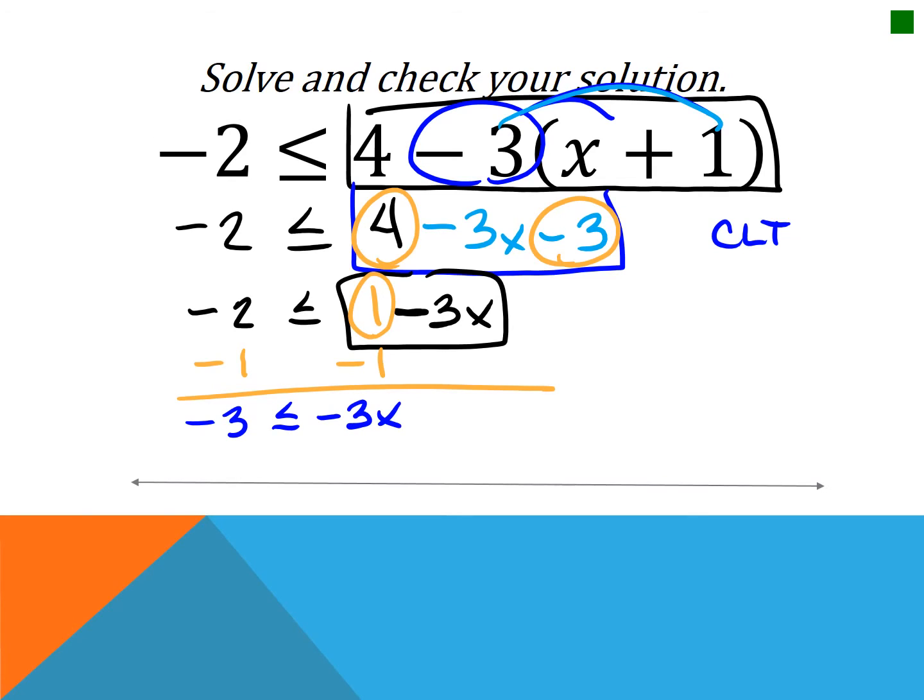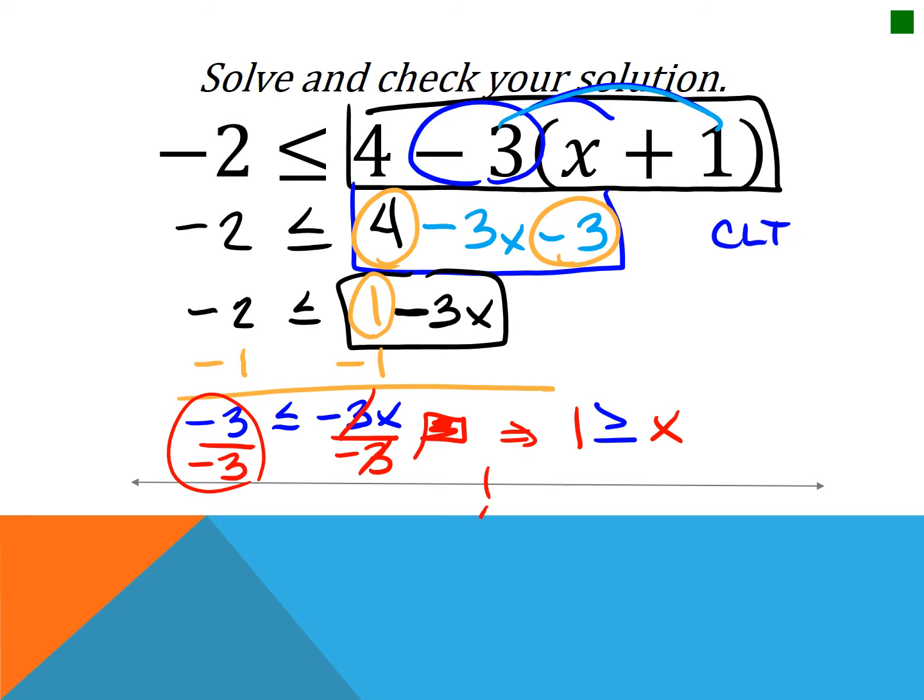I'm done with addition or subtraction, so I'm going to divide by negative 3. This is where I decide. Am I going to flip? You betcha. So negative 3 divided by negative 3 is 1. Flip that sign! And the negative 3's cancel here, and I just have x.